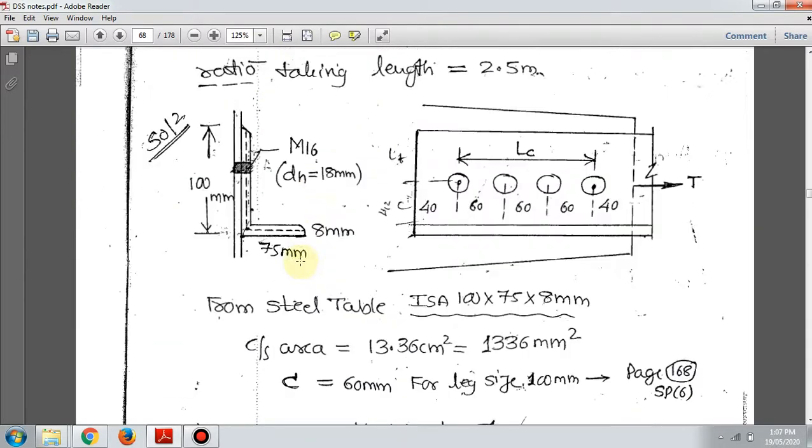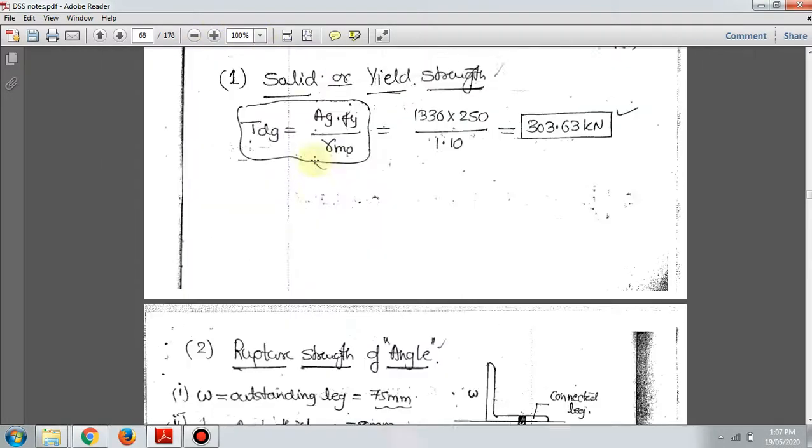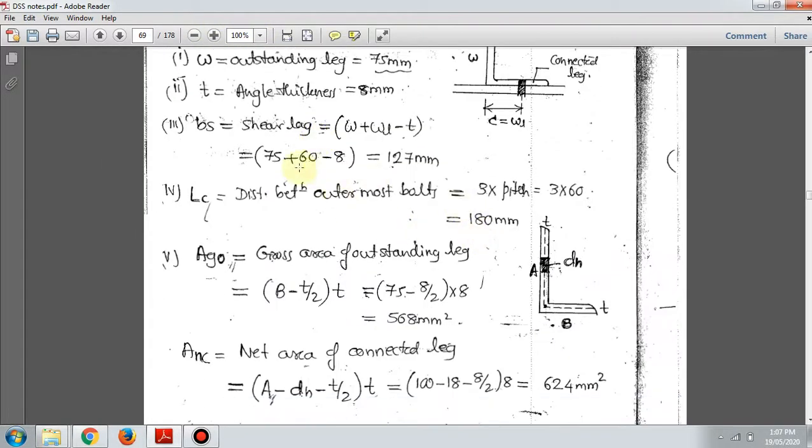So we got bs, and Lc is the center to center distance between the bolts. So this distance is 60, 60, 60. So how much is it? Lc is 180. Next we need the gross area and we need the net area.